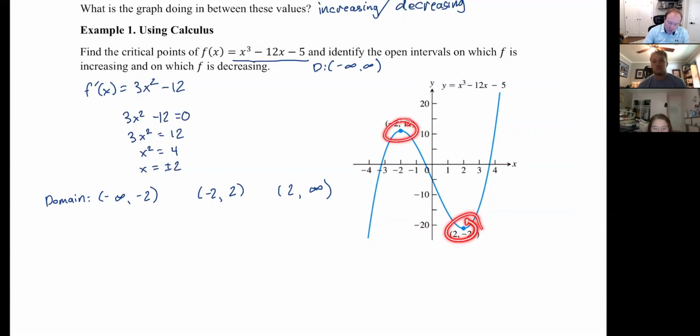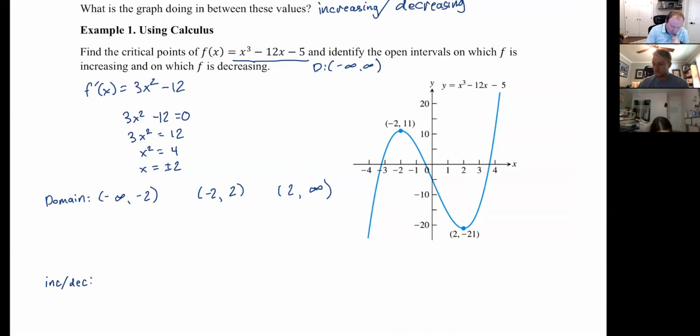There may be a case where the graph goes like this, flattens out, and then continues up. So there's no actual maximum. And that's what we're going to be able to look at using the first derivative test. So the reason we broke up the domain is because we want to figure out what is happening in between them. We want to figure out if it's increasing or decreasing.